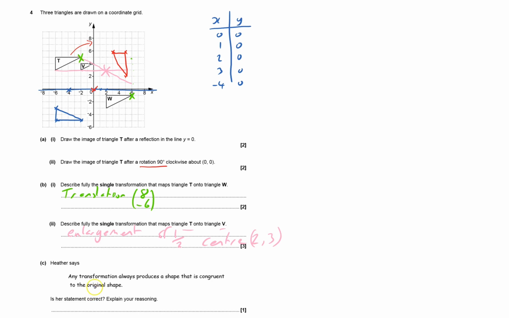Go to purple. Here it says any transformation always produces a shape that is congruent to the original shape. Congruent means same size, same shape. Is she right? No, she's not, because as soon as you have an enlargement, that changes the size of it. And so enlargements change size. I suppose technically or pedantically, if the enlargement scale factor is 1 or -1, that doesn't change the size, but any other scale factor, if it's 2, 3, 4, or 1/4, or -7, they will all change the size. And that's a colourful question 4 done.